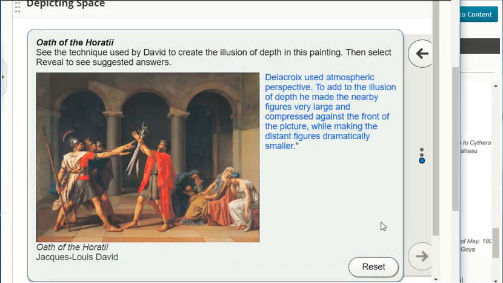Delacroix used atmospheric perspective to add the illusion of depth. He made the nearby figures very large and compressed against the front of the picture while making the distant figures dramatically smaller. We do have a little bit of one-point perspective where we see these lines here and these lines here and the lines of the tiles all leading back to a vanishing point.